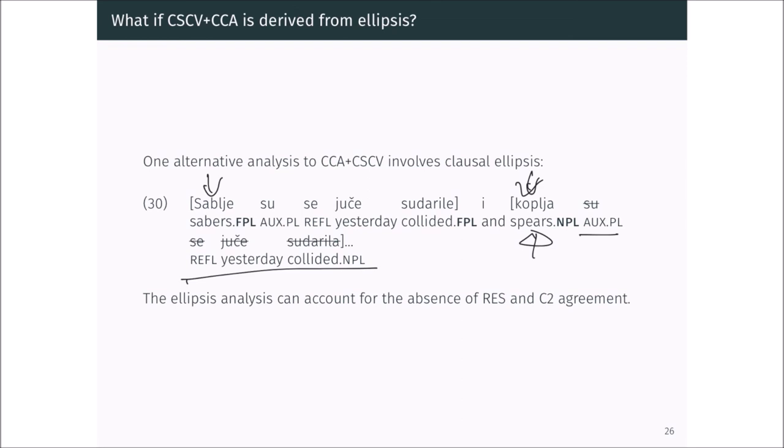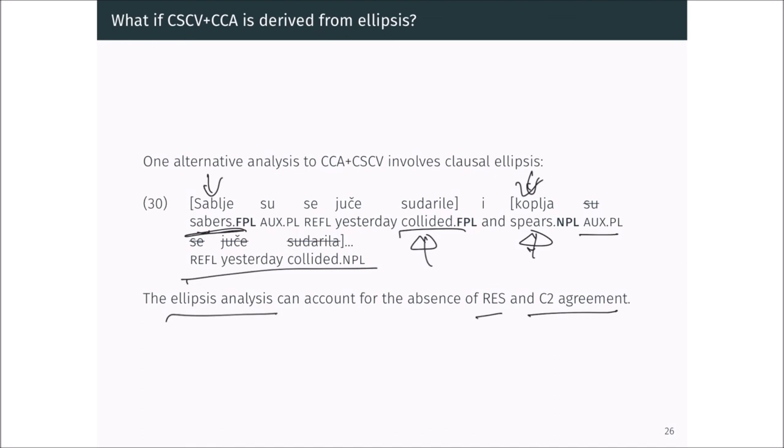This ellipsis analysis can account for the absence of resolved agreement because there was no conjunction to be resolved, and the absence of C2 agreement because C2 and the participle are never in the same clause. Whereas C1 agreement is natural because that's the only subject in the same clause with the participle.